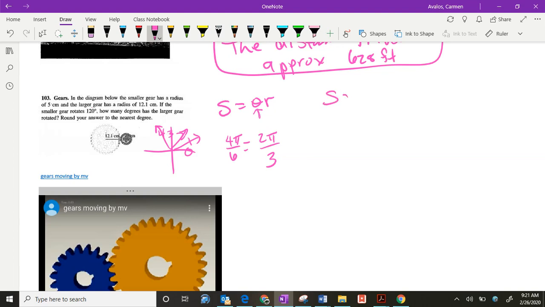When we talk about this, the smaller gear, the 5-inch one, is going to be theta r. We are going to say the 5-inch, the smaller one, is going to be 2 pi over 3. Oops, sorry, let me erase that.